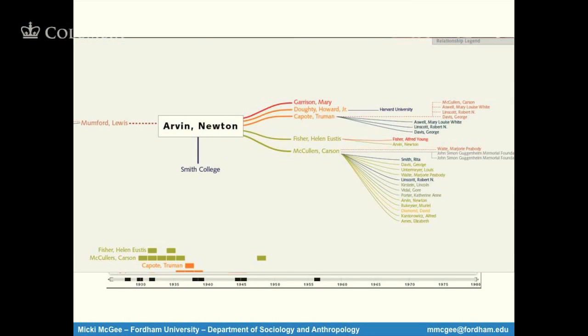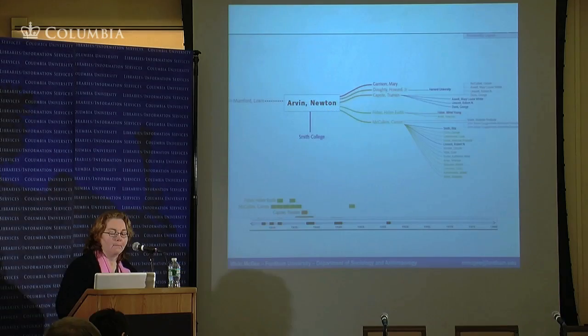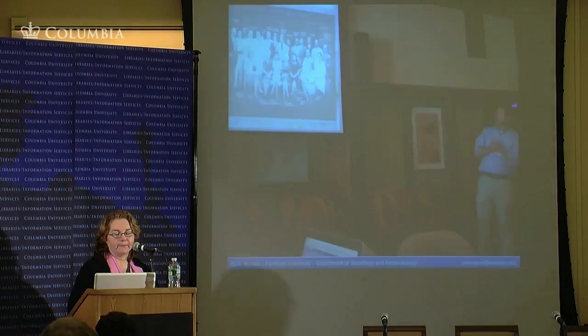We wanted to be able to show that Newton Arvin was temporarily married to Mary Garrison, that he was subsequently the mentor and lover of Truman Capote, that he had also been a close friend of Carson McCullers. We wanted you to be able to come into the exhibition and interact with a web tool that would allow you to see relationships. But we weren't able to build it in that time frame.